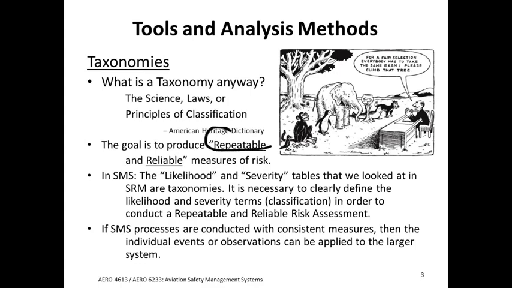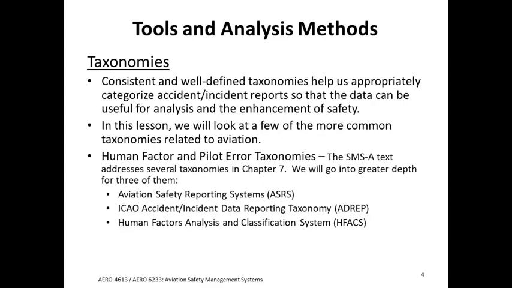Repeatable and reliable results are actually very specific in this terminology as well. Repeatable means that given the same data, another reasonable person would come up with the same conclusion. And reliable means that the answer, accept the risk, mitigate the risk, or transfer it, is consistent and can be applied to the greater system. So you would think that coming up with a classification system is easy, but it's very much not.